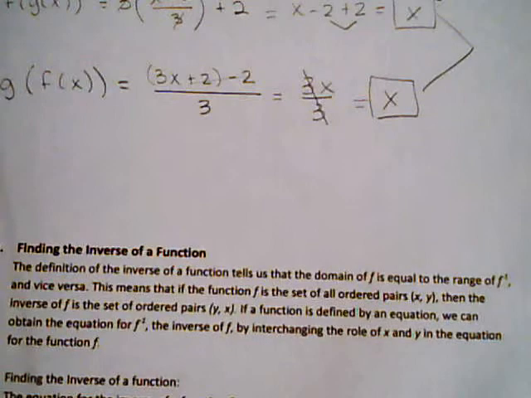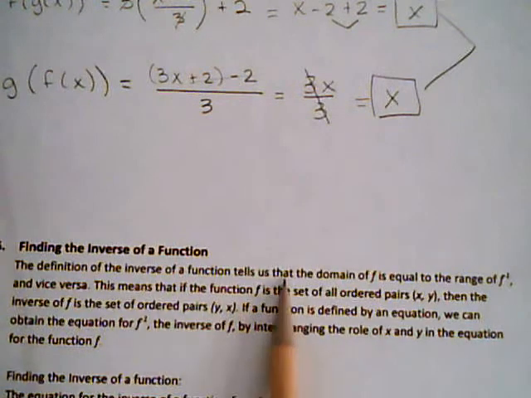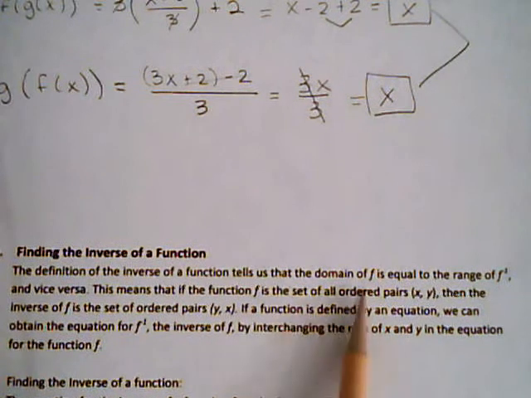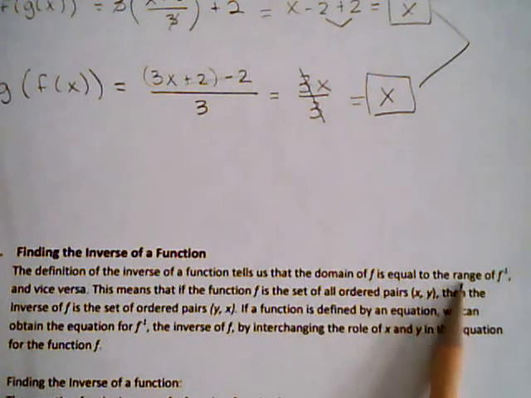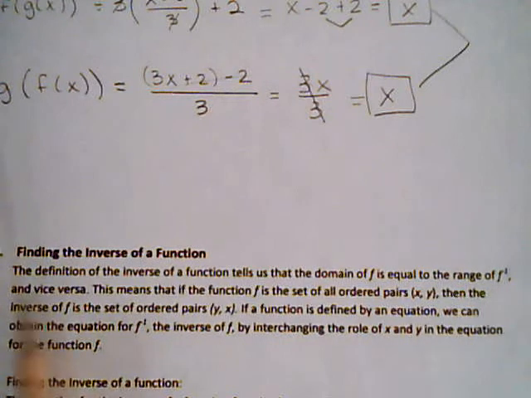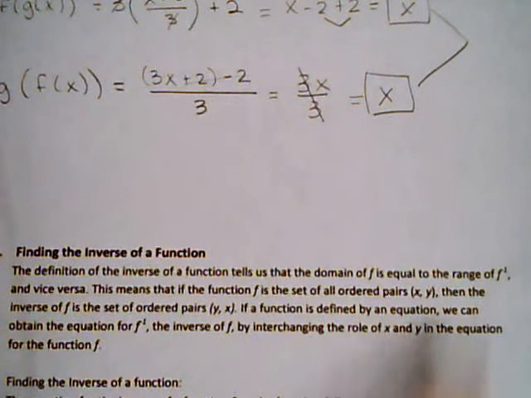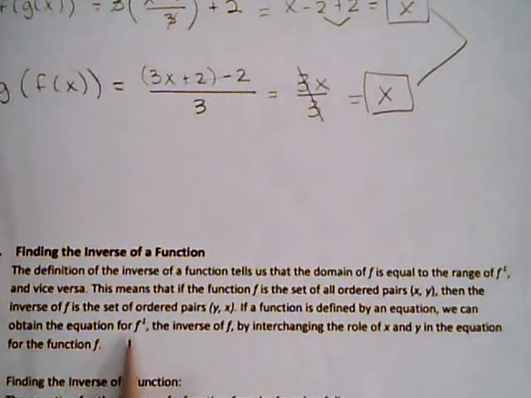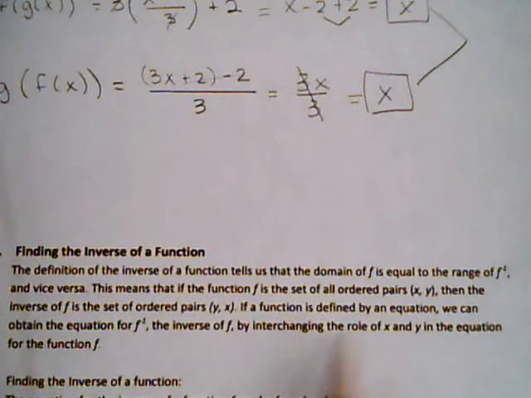Okay, if you look at number 6, it says the definition of the inverse of a function tells us that the domain of f is equal to the range of f inverse, and vice versa. This means if the function f is the set of all ordered pairs x, y, then the inverse of f would be the set of all ordered pairs y, x. Okay, if a function is defined by an equation, we can obtain the equation for f inverse by interchanging the role of x and y in the equation.